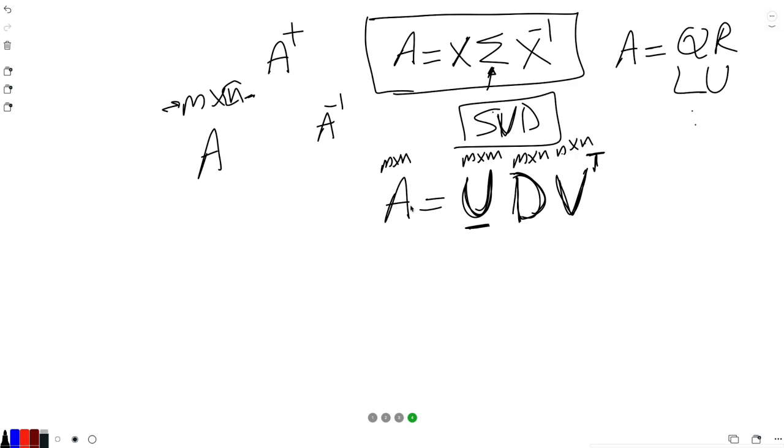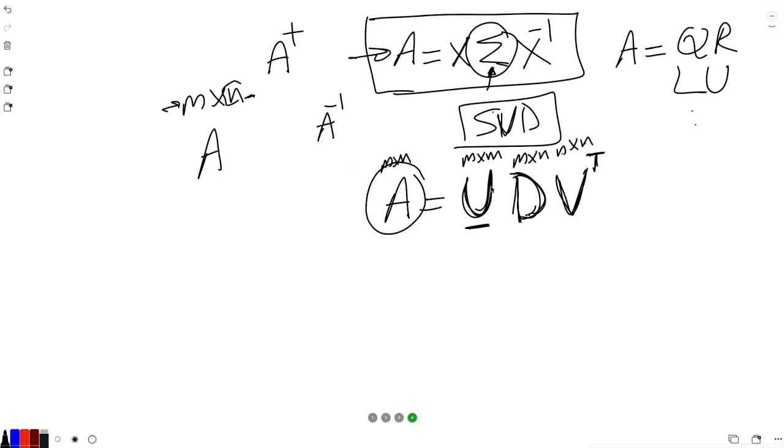And what is D? D is exactly the same as Z here. In the diagonalization, it is a matrix with diagonal elements, and in the diagonal there we have eigenvalues, but in D we have what are known as singular values. And we are going to explain the difference between singular values and eigenvalues. So what we have in the diagonal here is the singular values of matrix A.